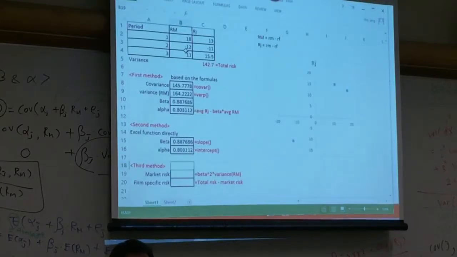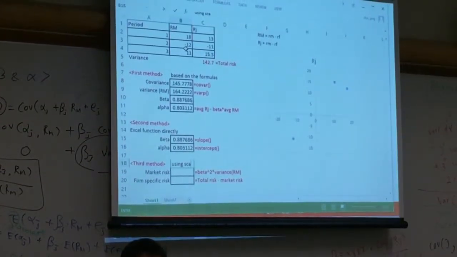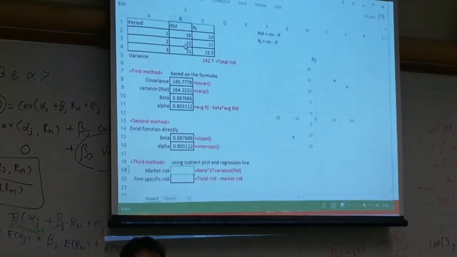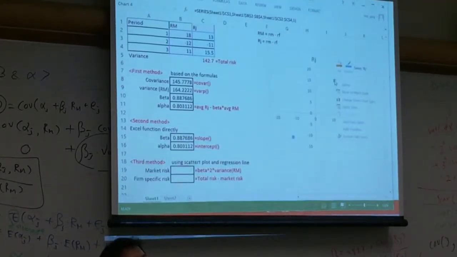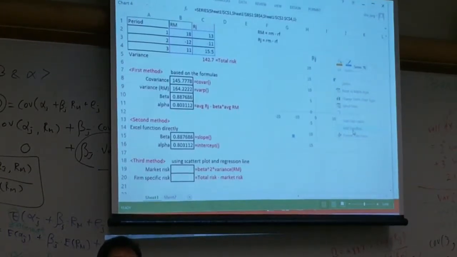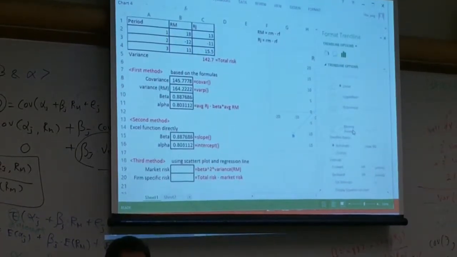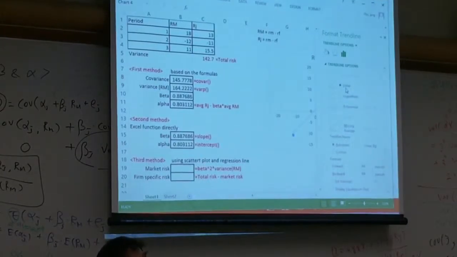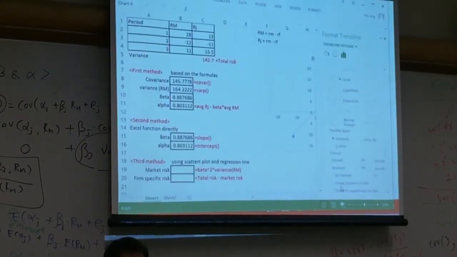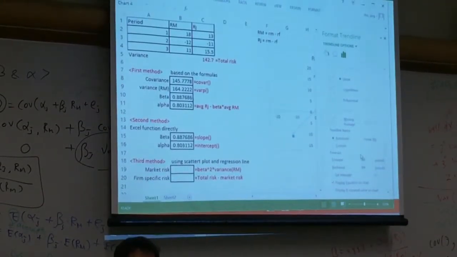Third method is using scatter plot and regression line. So you should have scatter plot first, right here, and then right click. And what we see here, add a trend line. Trend line is regression line. Okay, you click it. Then click linear. The straight line, linear. And here, display equation. Display equation. That's it. Then close it.